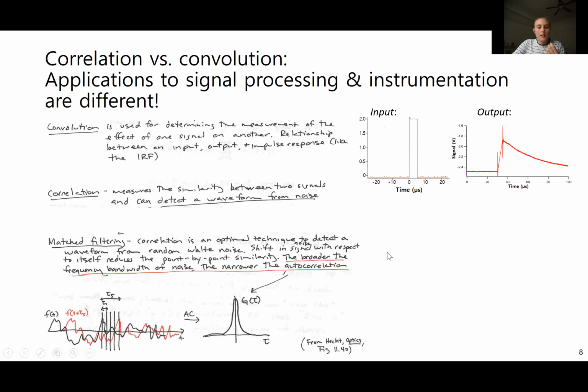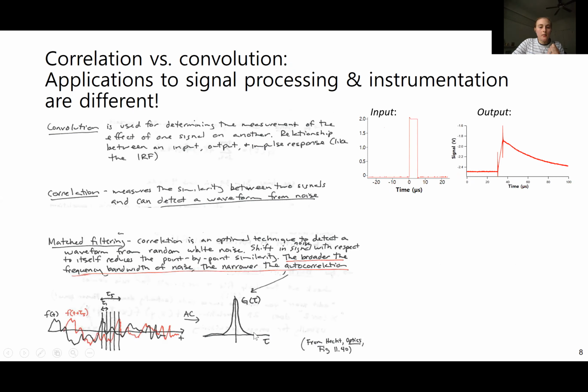So here, the conclusion was if you're working with noise, use correlation. Or if you're trying to look at a time dependence between some signals, use correlation. If you're trying to understand how your instrument's responding with a given signal, how inputs and outputs are related, then that's when you want to use convolution.